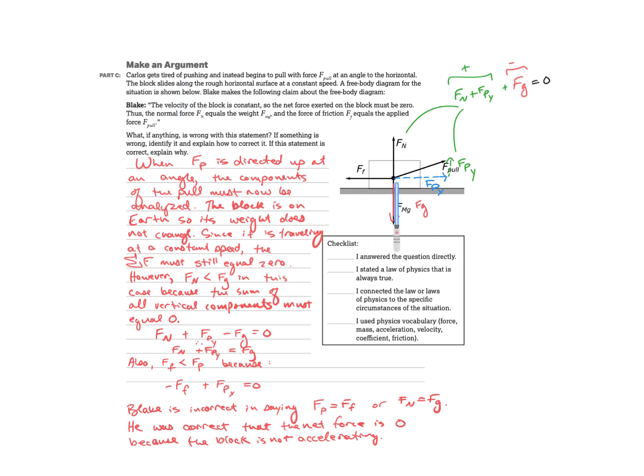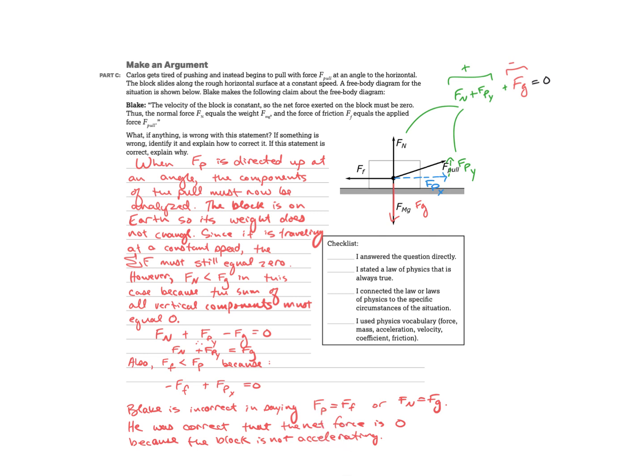if Carlos pulls with a string at an angle, he says that the velocity of the block is constant, so that the net force exerted on the block must be 0. Therefore, normal force equals gravity, and the force of friction equals the applied force. While that was true for the situation below, it's true that the net force is 0 because the block is not accelerating.